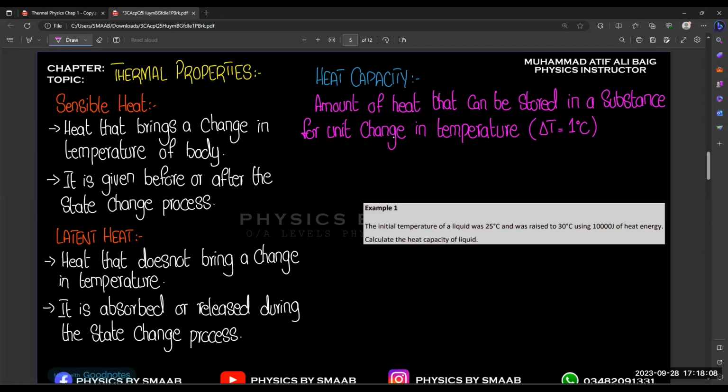Clear? Any confusion? No, sir. Can you explain why the amount of heat will be less for a solid, or why a solid will increase its temperature very quickly as compared to a liquid? Can you explain that?